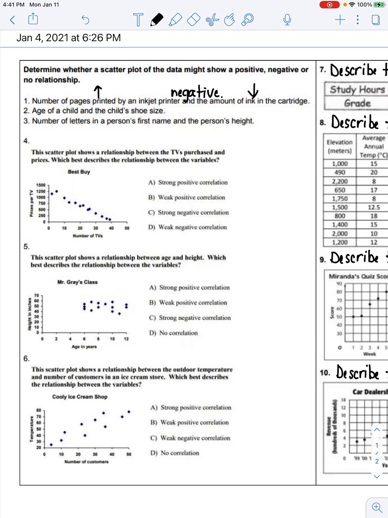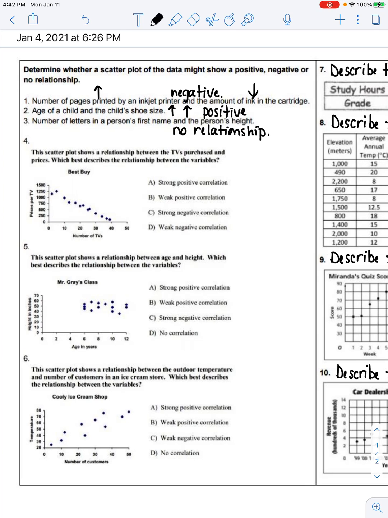Number two, the age of a child and a child's shoe size. Well, typically, as a child gets older, the age goes up, their shoe size gets bigger. It goes up. So since they travel together, that should be a positive relationship. Number three, the number of letters in a person's first name and a person's height. Well, it doesn't matter how many letters you have in your name. That's not going to affect your height. So number three should be no relationship.